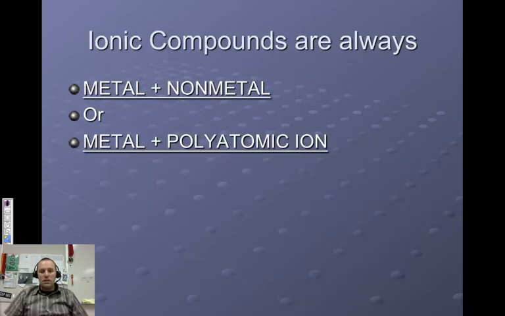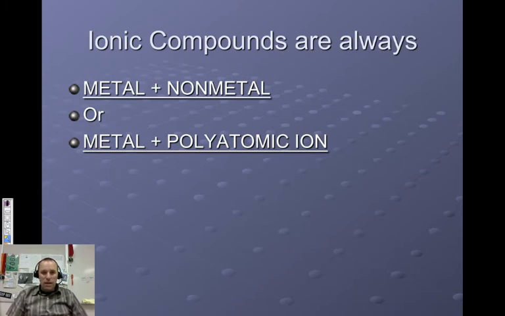You will hear me say this over and over and over again, and you will get so tired of hearing me say it. So help your friends to understand and remember. An ionic compound is a metal and a nonmetal, or a metal and a polyatomic ion.